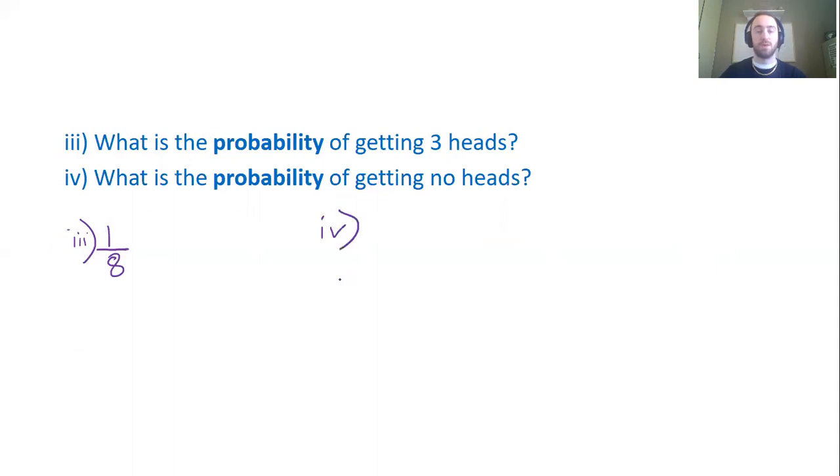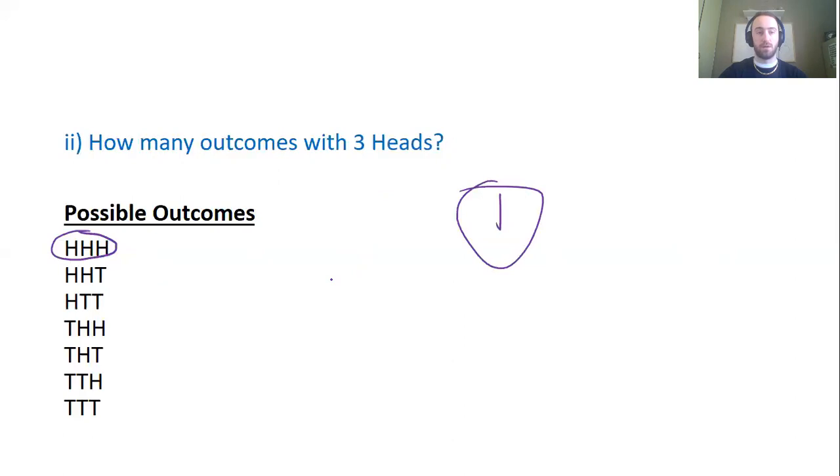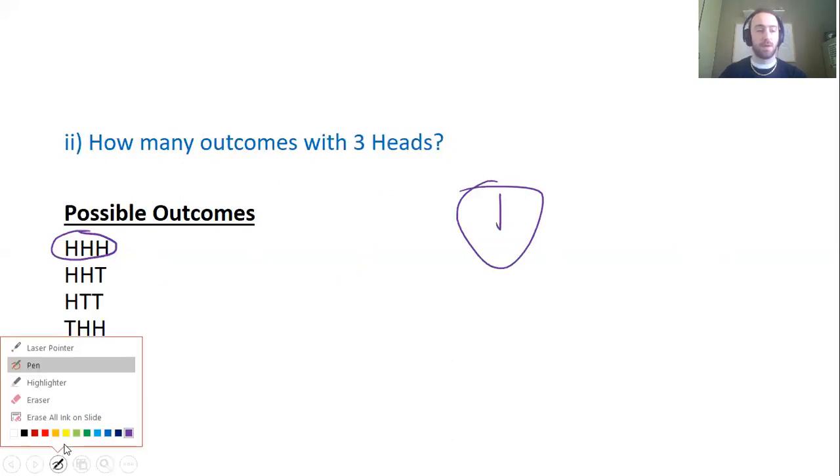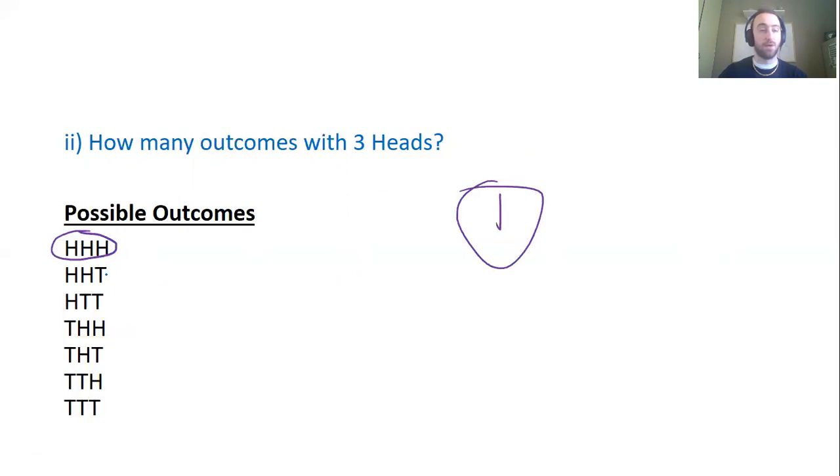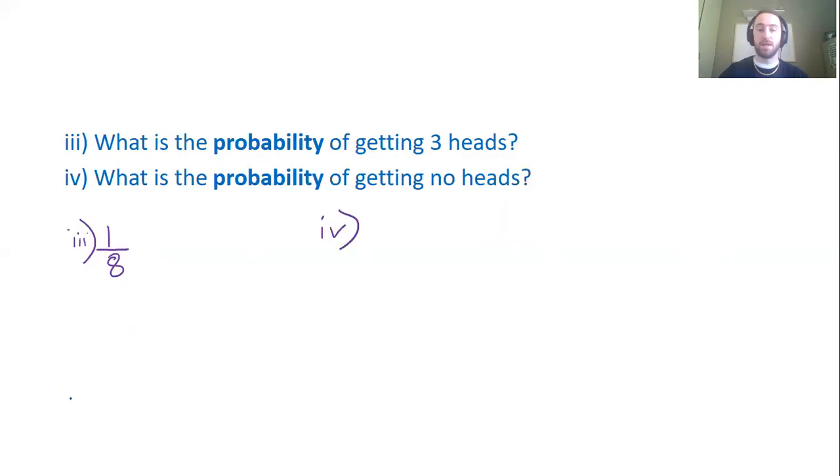And finally, what is the probability of getting no heads? So if we go back to our tree diagram of our possible outcomes, how many have absolutely no heads? Well, it's only 1, and that is tails, tails, and tails. So the probability of getting no heads is 1 over our total possible outcomes, which is 8.